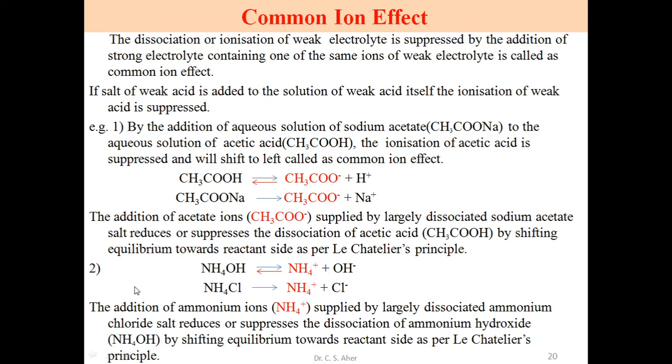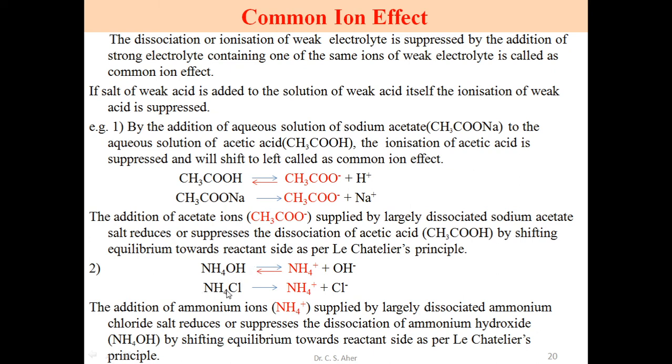So that was for an acid, now we consider a second example for a base. Consider this weak electrolyte as a base, ammonium hydroxide. The dissociation equilibrium shows ammonium ion concentration and OH minus concentration. In this weak electrolyte, when we add a salt solution, ammonium chloride, it dissociates 100% completely and provides the ammonium ion as a common ion. And due to this ammonium ion supplied to the solution, the largely dissociated ammonium chloride salt solution reduces or suppresses the dissociation of ammonium hydroxide, by shifting the equilibrium towards the reactant side, again according to Le Chatelier's principle.